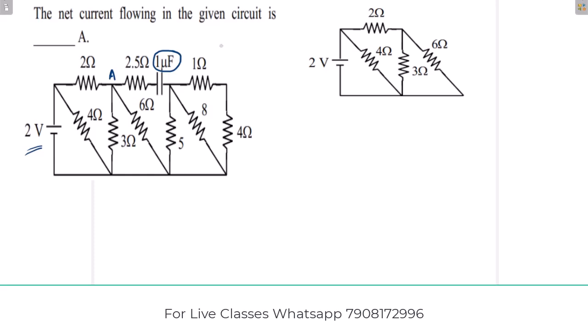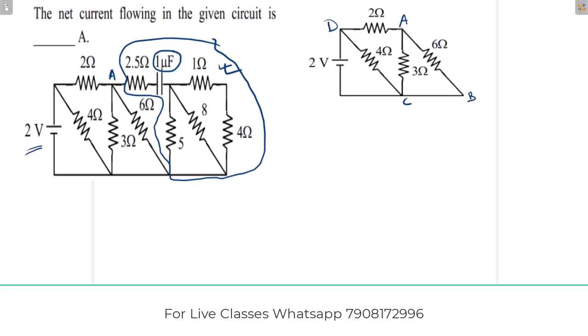So this region will not get any supply. So effectively the circuit becomes this, that is, if we consider this portion is not here due to the capacitor, so the current will not flow through this branch. Now consider this circuit. Let's say this is the point A, this is B, C and D.